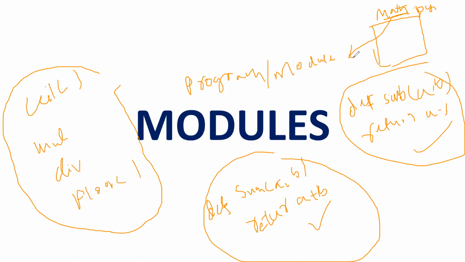So what do we do with this module? Without writing all these things, simply, if I want to add two numbers, for example, I want to add 3, 4.